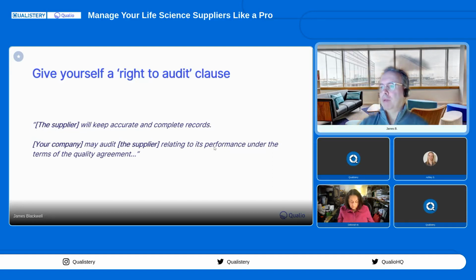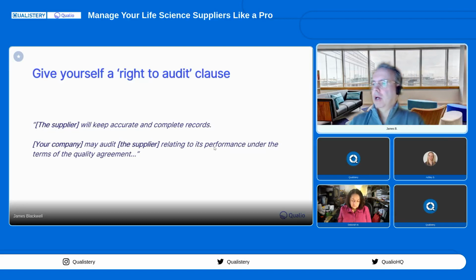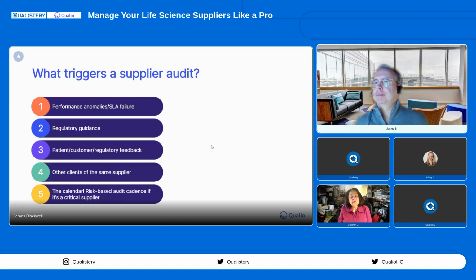You want to have the language there where you set up some periodicity to have regular audits, and then you have something known as a for-cause audit. So if some major issue happens, you have a right to come in and audit as part of that issue. So what triggers a supplier audit?